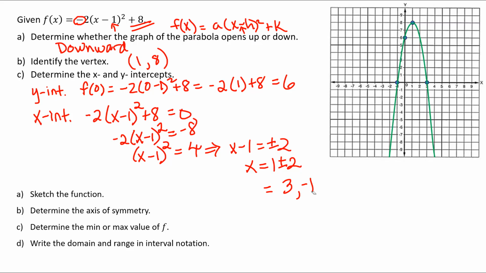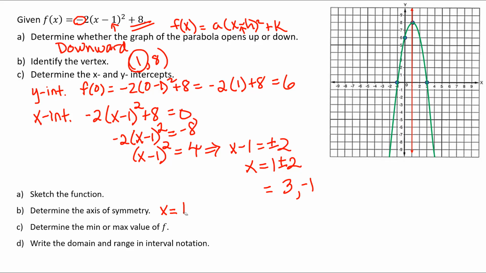And the axis of symmetry, remember, is going to be a vertical line, x equals h. And in this case, h is 1. It's the x coordinate of the vertex. So that's our axis of symmetry. It's always going to go right through the vertex. It's going to be a vertical line.